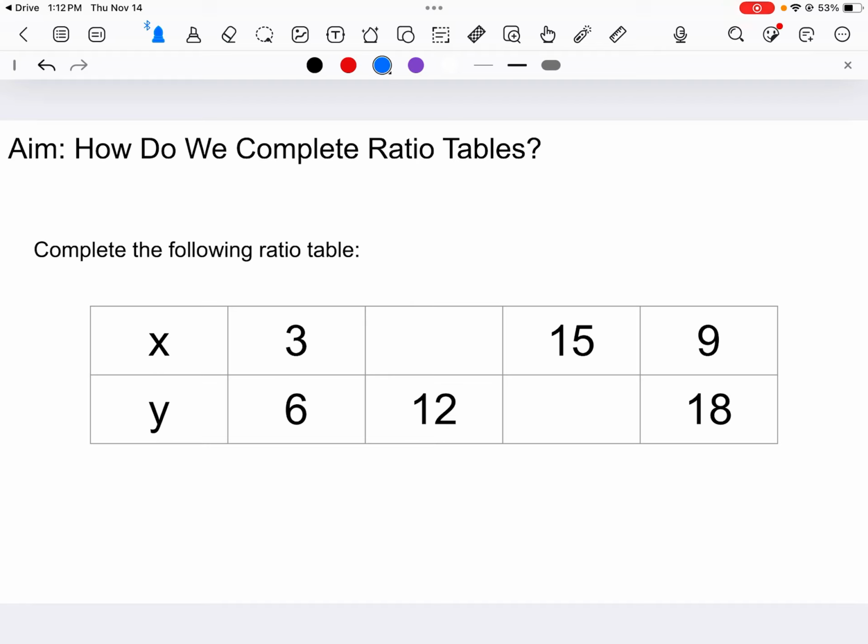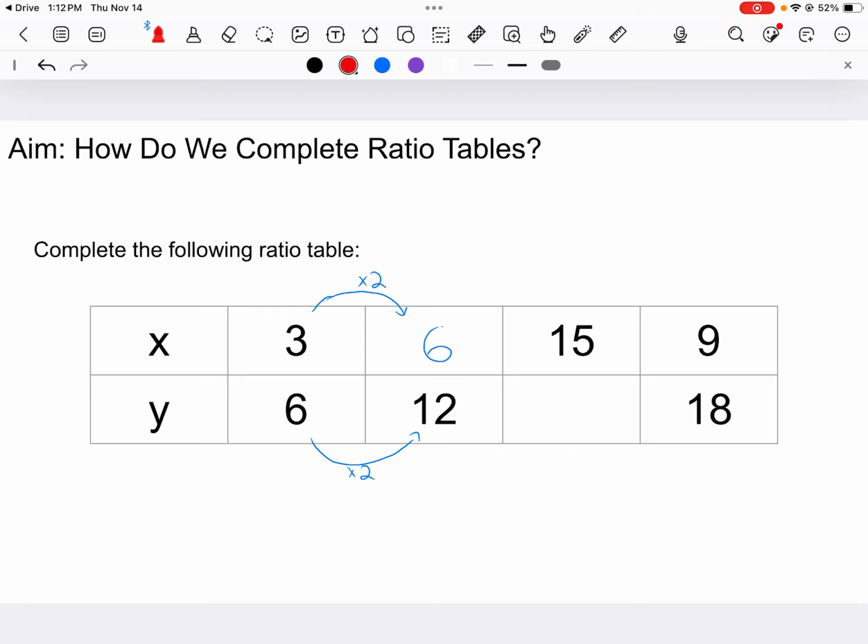So I'm going to look at the ratio that I have the x and the y for, which is 3 and 6. I know that to get from 6 to 12, I'm going to multiply by 2. So I'm going to do the same thing for the x values and do 3 times 2, which is 6.